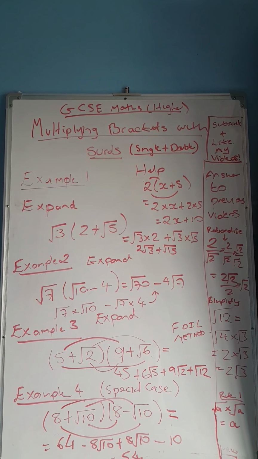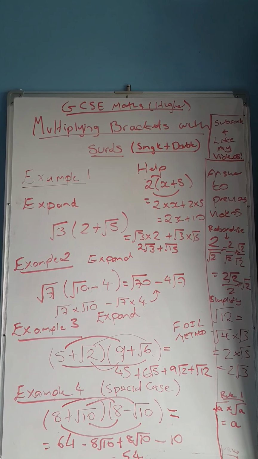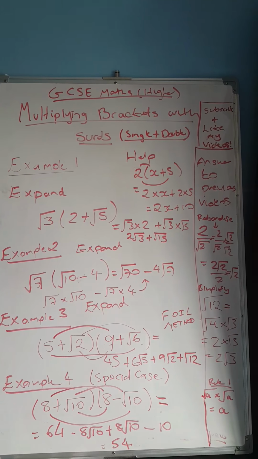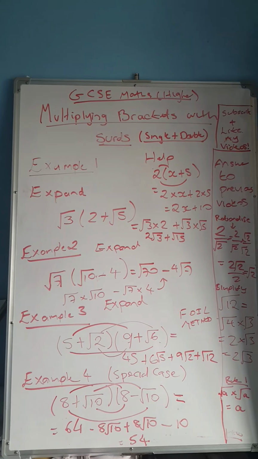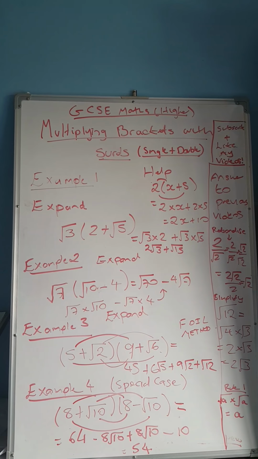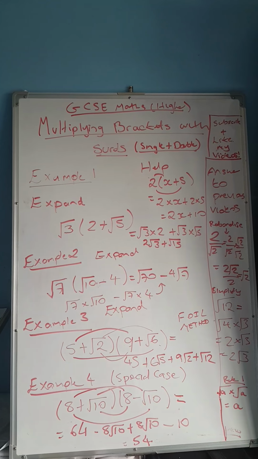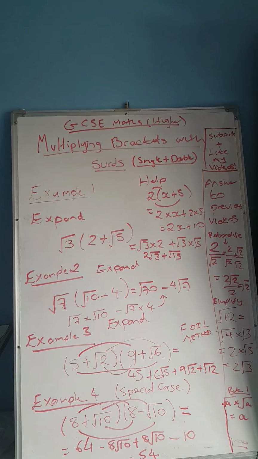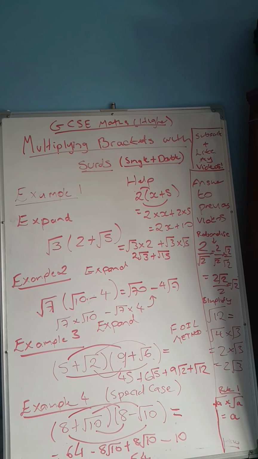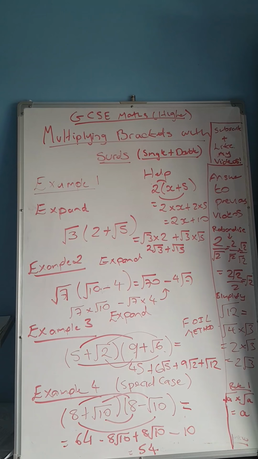Everything on the inside is multiplied by the term on the outside. So it's root 3 times 2, which is going to be 2 root 3, and then root 3 times 5, which is going to be root 15. Looking at the help here, where it says 2 brackets, I can look at that for my answer.